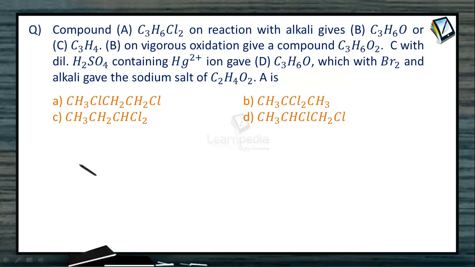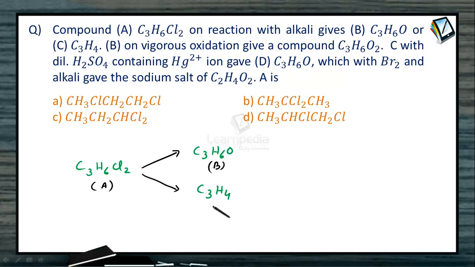We have a compound A which is C3H6Cl2. This one on reaction with alkali can give two different products. One can be C3H6O and the second one C3H4. This is B and this is C.